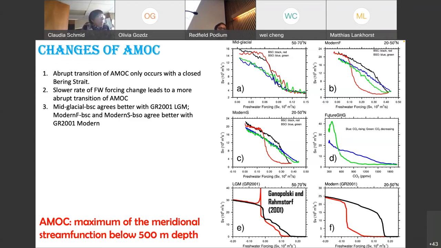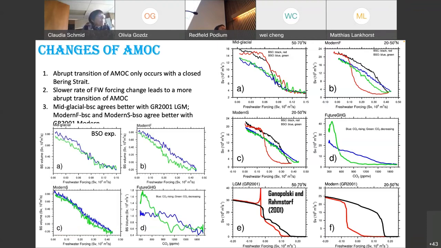If you look at the volume transport at Bering Strait, we basically say that when AMOC decreases, we see a weakening of the Bering Strait transport, and it can even reverse direction for these two modern experiments. But for the greenhouse gas forcing, initially the volume transport doesn't change much, and then it decreases. When AMOC stays in the off mode, the Bering Strait transport is also low.